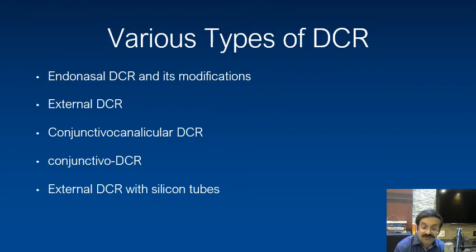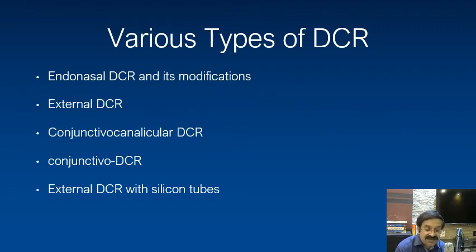First of all, I think the order should be revised. It should be external DCR at number 1, followed by endonasal DCR and its modifications, I mean laser DCR, balloonoplasty and all that, that is dacryoplasty with balloons. Then within the external DCR, you have conjunctivo-canalicular DCR, that is CDCR, conjunctivo DCR along with Lester-Jones tubes, and external DCR with silicone intubation.